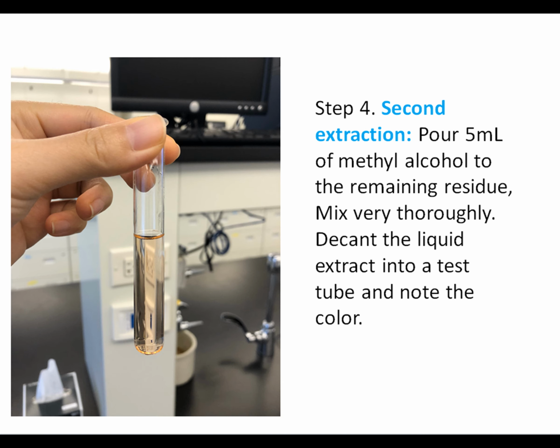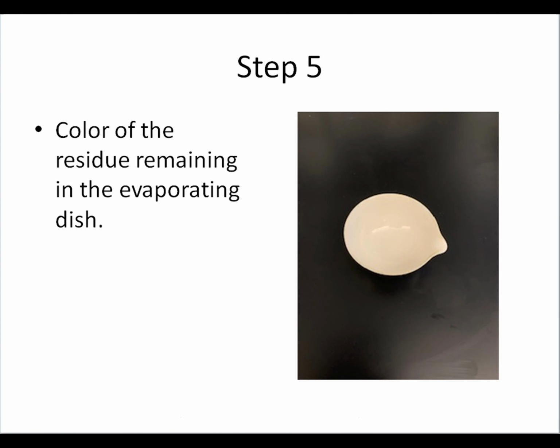Step 4 is the second extraction. You're going to pour 5 milliliters of methyl alcohol onto the remaining residue and then mix very thoroughly. Then decant the liquid extract into a test tube and note the color. Step 5, you're going to record the color of the residue remaining in the evaporating dish, and the answer should be nothing. Nothing should be left by the end.